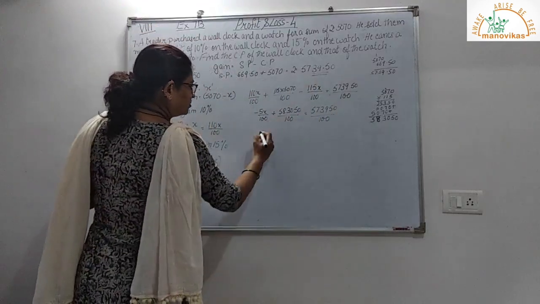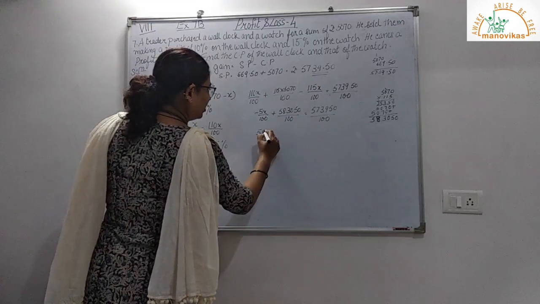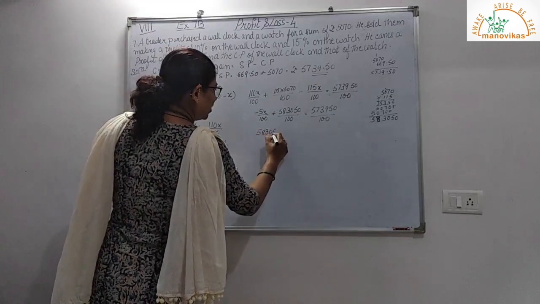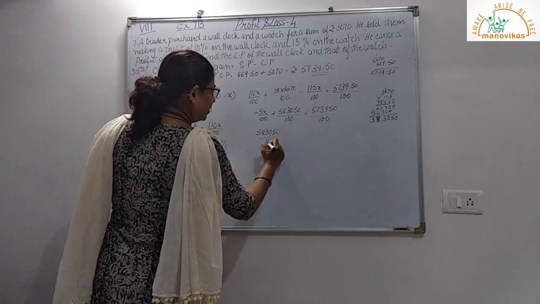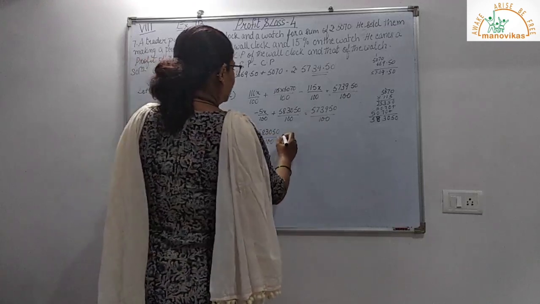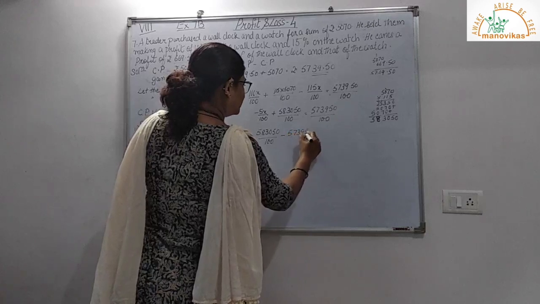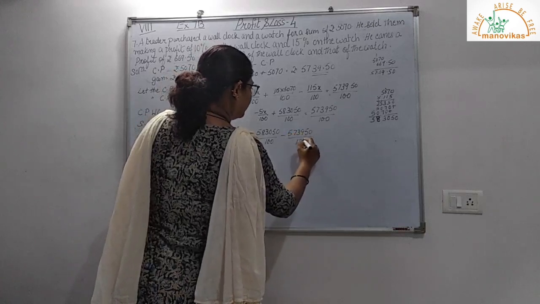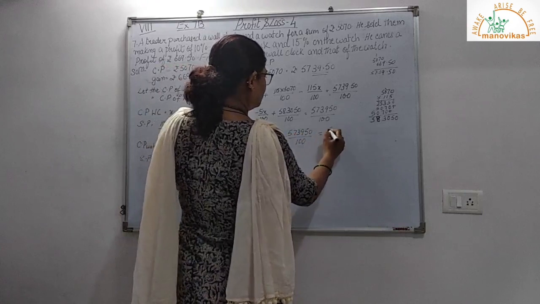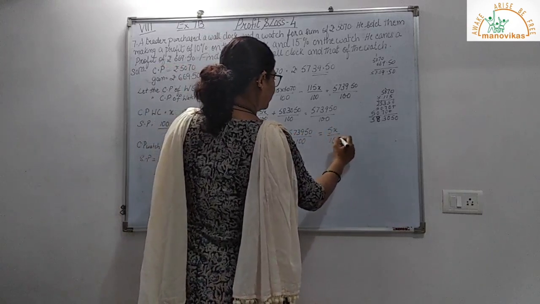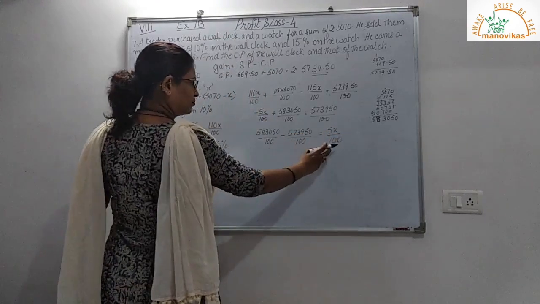So I'll write this term first over here: 583050 divided by 100 minus 573950 divided by 100, which is equal to 5x upon 100. So we can cancel out 100.